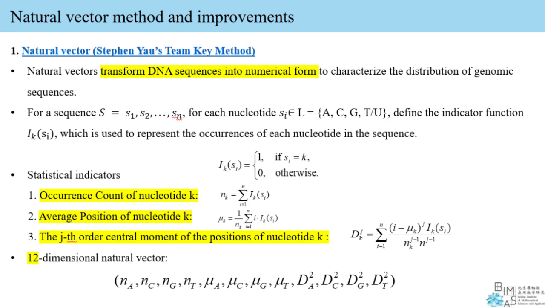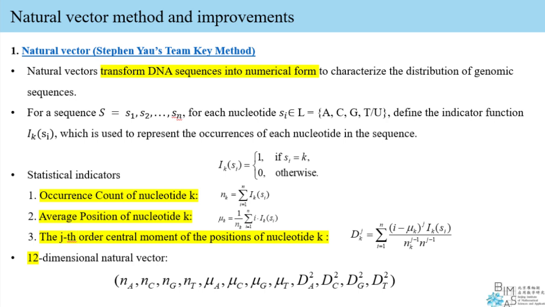So what is the natural vector method? It's Stephen Yau's, our team's key method. It's a tool that transforms DNA sequences into numerical form, as I said before. For each position we have a nucleotide; for DNA that's ACGT, and for protein there are 20 characters. If you don't have the background, you can just think of them as characters.